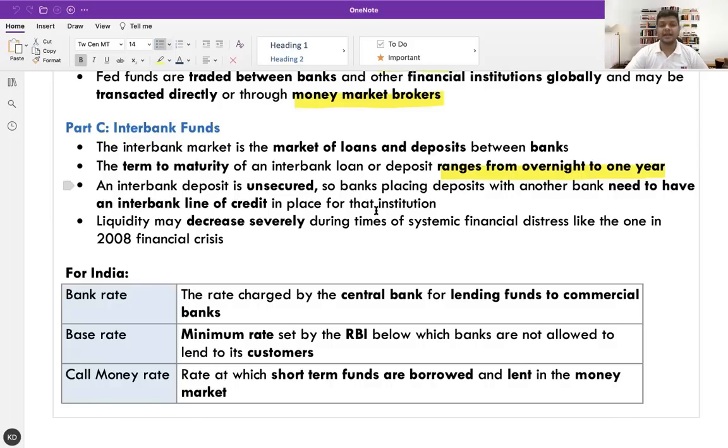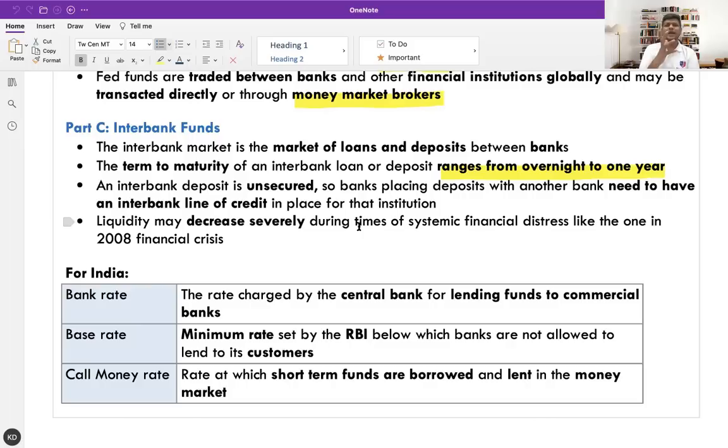In 2007-8, the interbank market had completely dried up. One bank was not willing to lend to another bank. There was a complete collapse of the interbank market, and therefore banks had to rush to the central bank for funds. Clear? So whenever there is risk in the banking sector, interbank funds will completely dry up, and then banks will have to rush to the central bank. So the central banks will then have to release liquidity in the market. Clear?